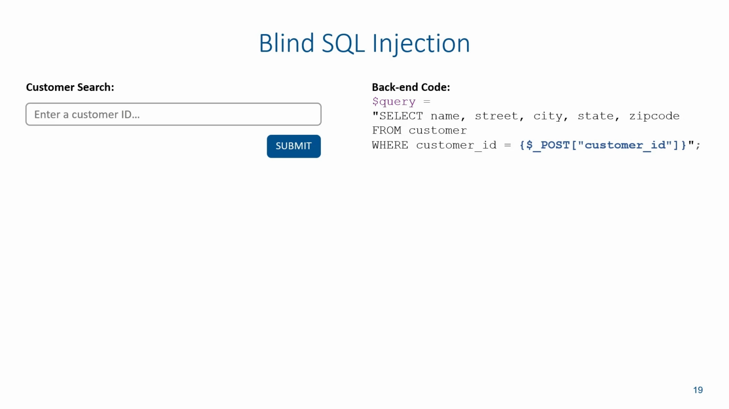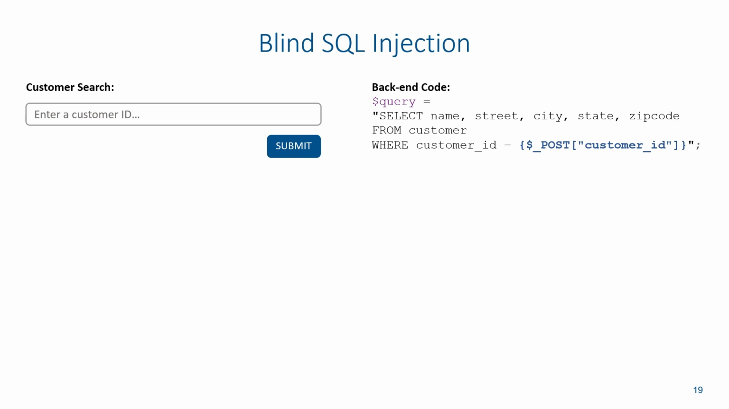In this video, we're going to continue our discussion on SQL injection. Specifically, we're going to look at blind SQL injection. On the left here, we have a customer search form where we can type in a customer's ID and submit it. On the back end, we have a query that checks to see if that customer ID exists and returns the name, street, city, state, and zip code.